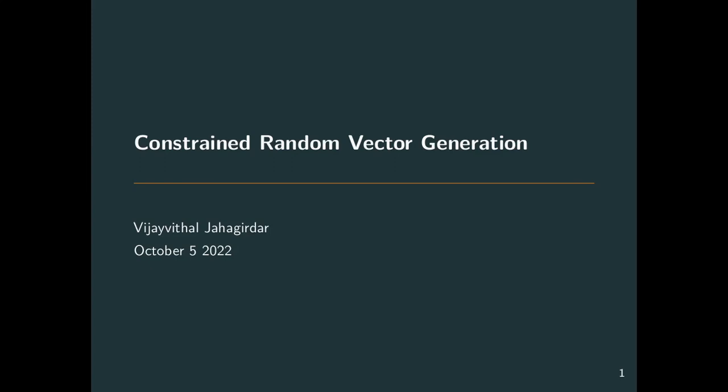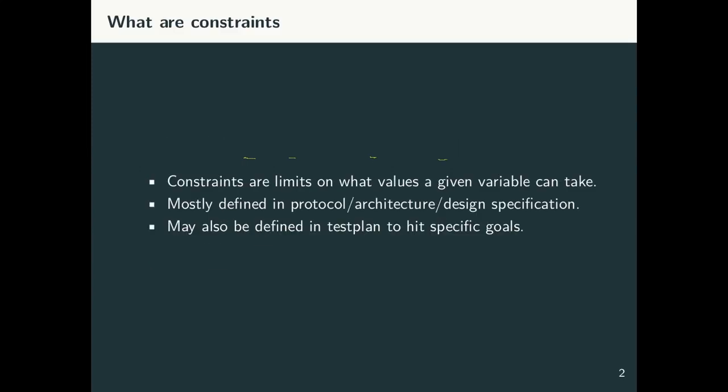Welcome back. Today we are going to look at constraint random vector generation. So constraints are basically limits on what value a given variable can take. Normally when we use the default random function which is available in Python, it generates all the values within the domain of values that is specified for it.